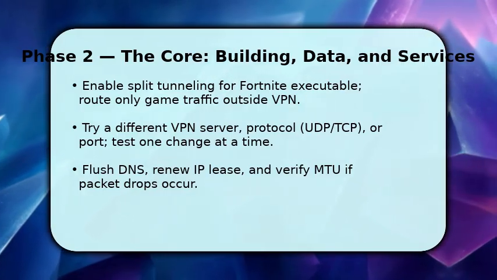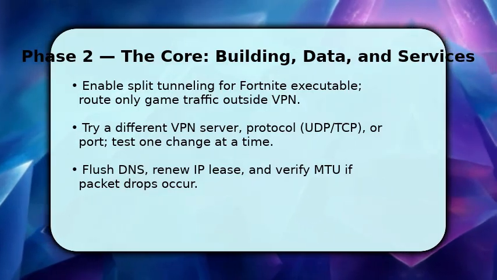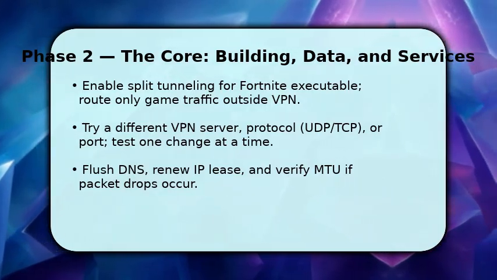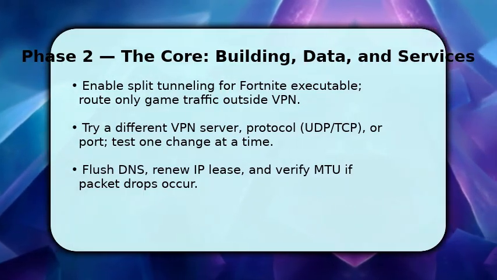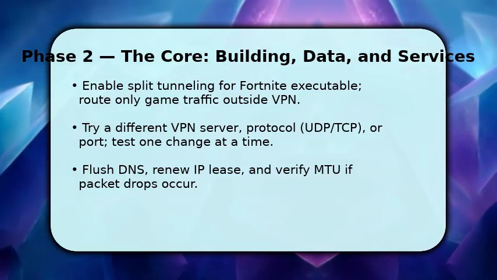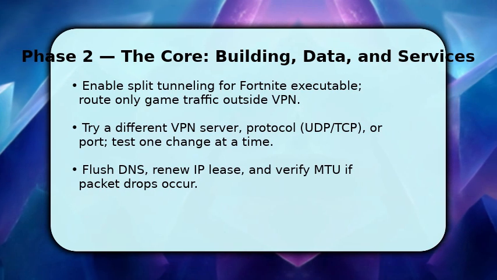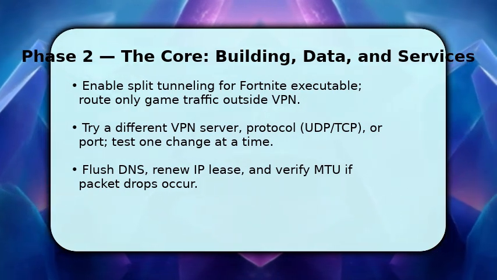If split tunneling isn't available, change server or protocol, switching UDP versus TCP or using a different port, because some servers are blocked. After each change, flush DNS and renew your IP lease. Packet fragmentation, or MTU mismatches, can trigger kicks, so verify MTU and run brief tests until gameplay stays stable.